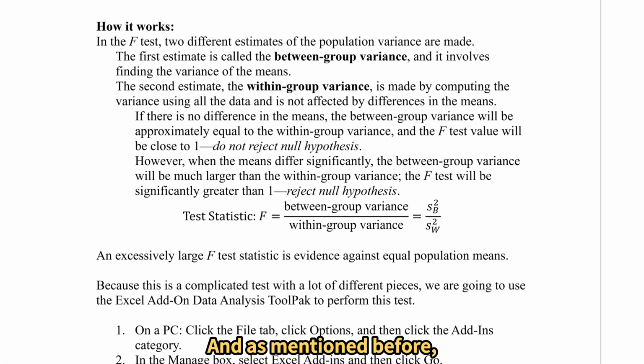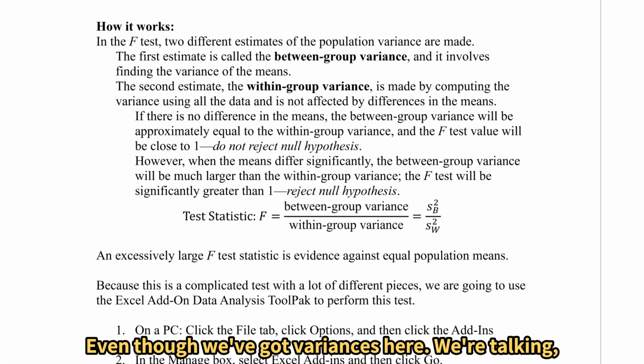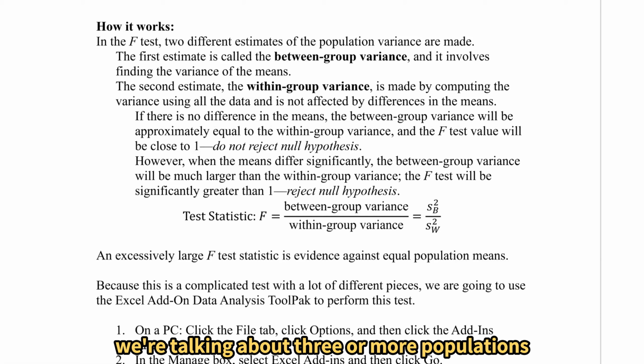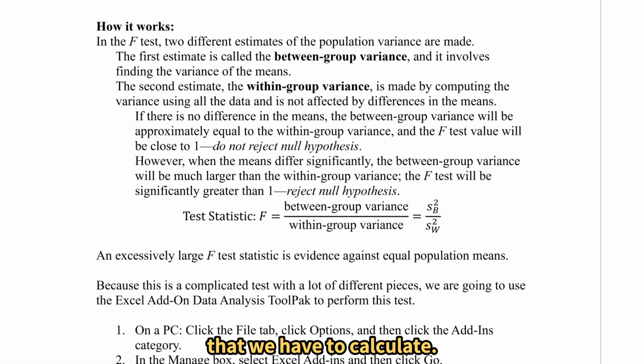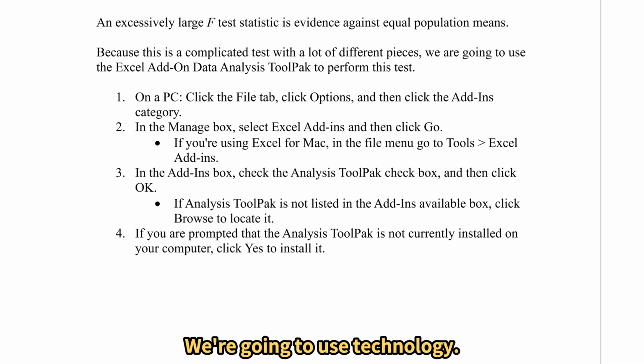null hypothesis. And as mentioned before, this is a pretty complicated calculation to make. Even though we've got variances here, we're talking about 3 or more populations that we would have to calculate. So again, we're not going to worry about that calculation. We're going to use technology.